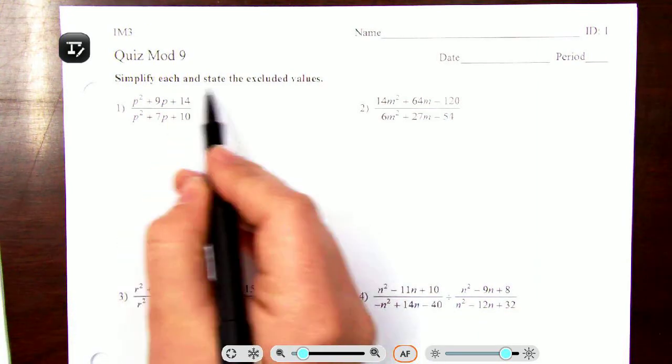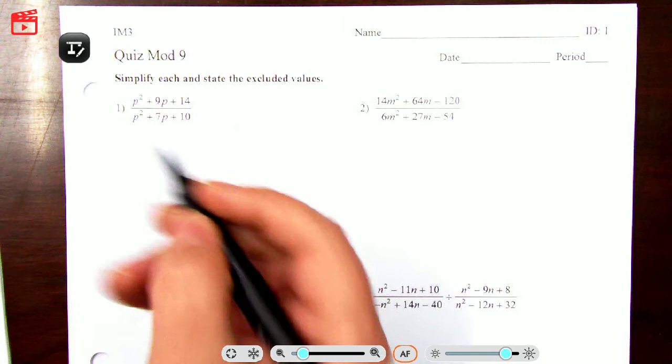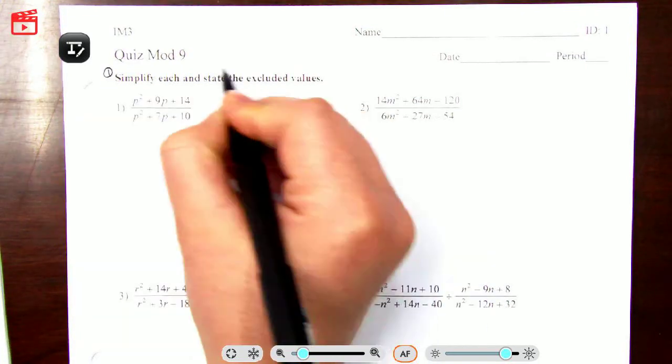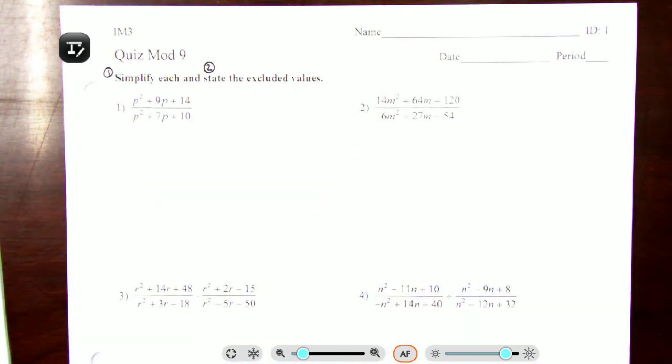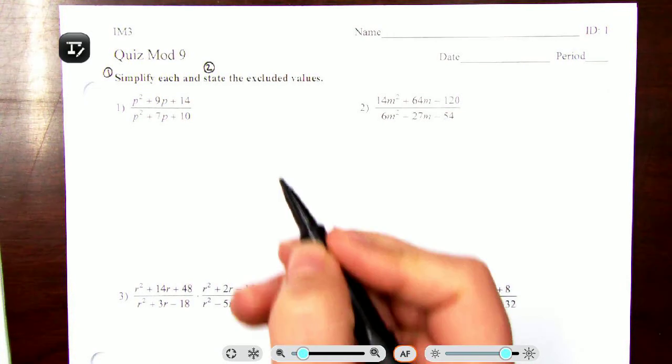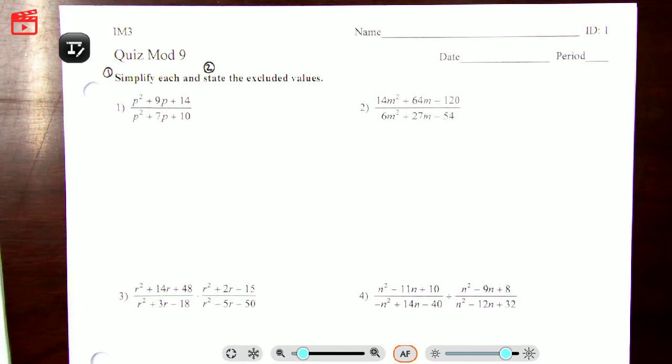Simplify each and state the excluded value. So for each question here, you have two questions in each question, like an A and a B part. First you need to simplify, then you need to state the excluded values. By simplify, you want things to cancel out, you want things to combine and cancel.